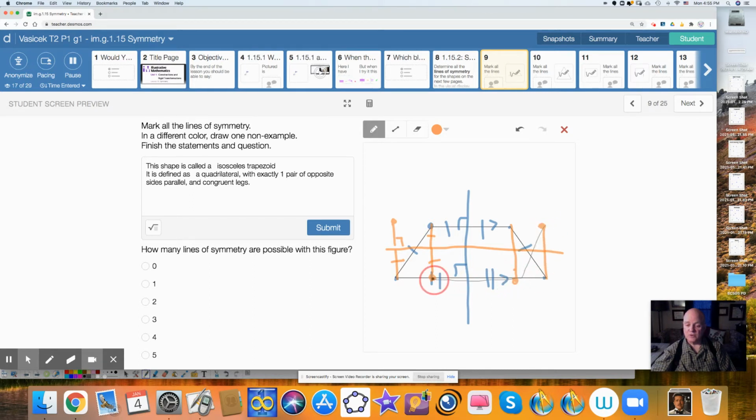So my new figure looks like this. You can see that this is not the same as the original. It is not a line of symmetry. It is a line of reflection, but it's not a line of symmetry.